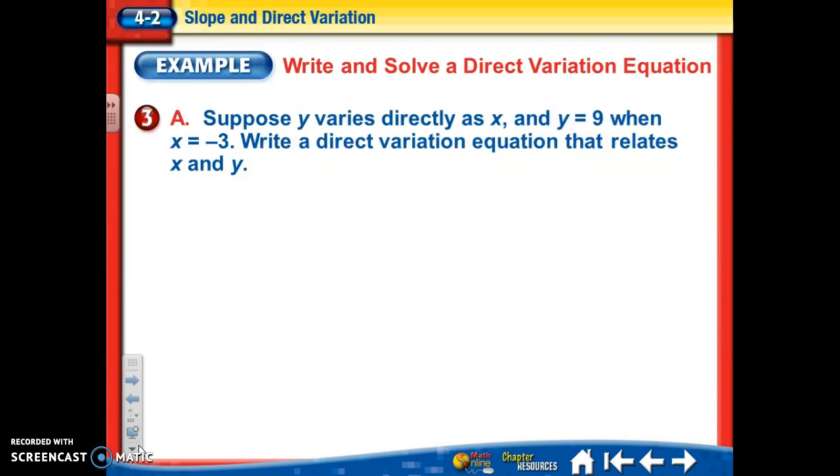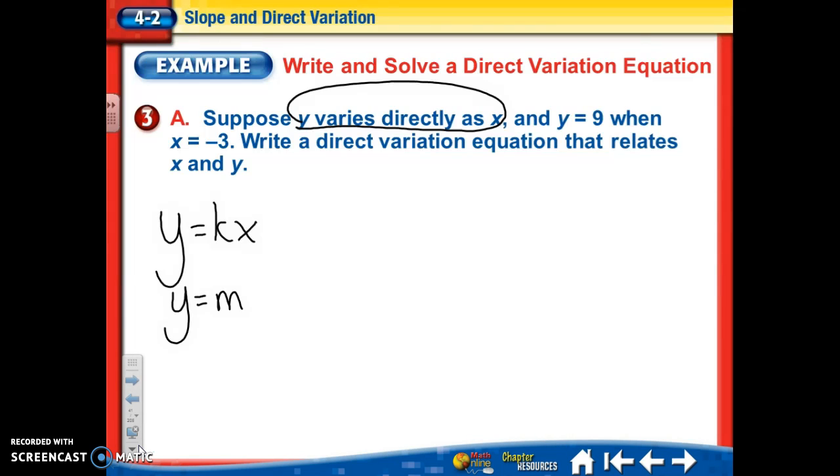Now, occasionally on standardized tests, they're going to make you do something like this, and this does show up. I've seen it on the MCA. So I just need to make sure that you know what to do if you ever see something. It says, suppose that y varies directly as x. That phrase, all it means is that is a direct variation. So I know I'm dealing with y equals kx. And why they use k, I don't know. It's the same thing as saying slope of x.